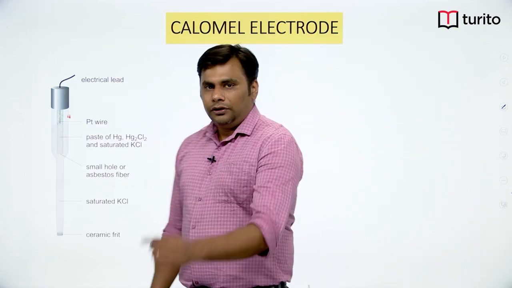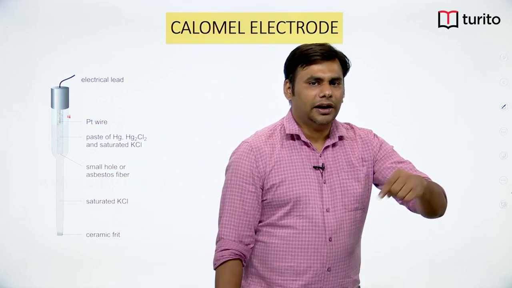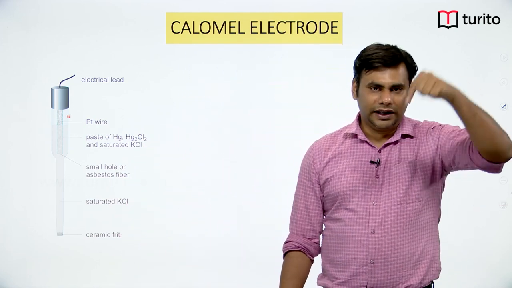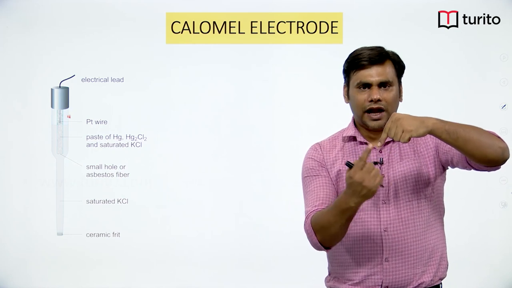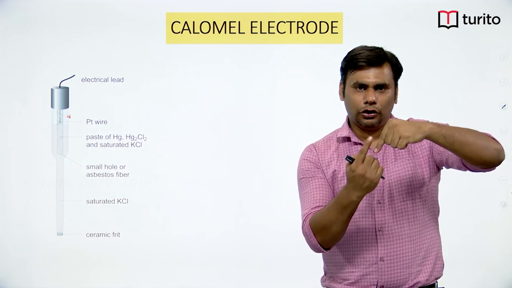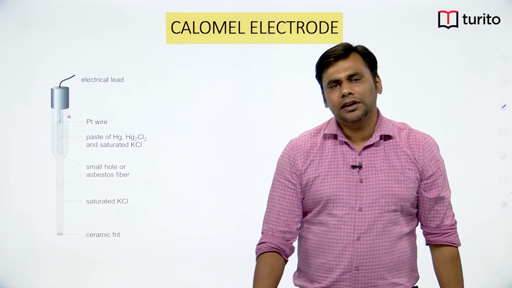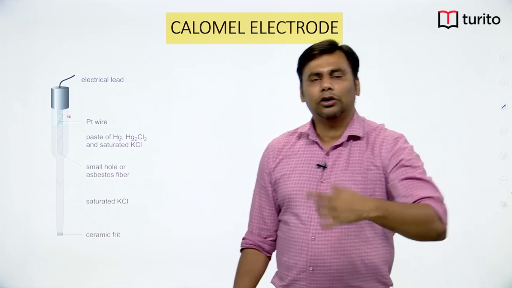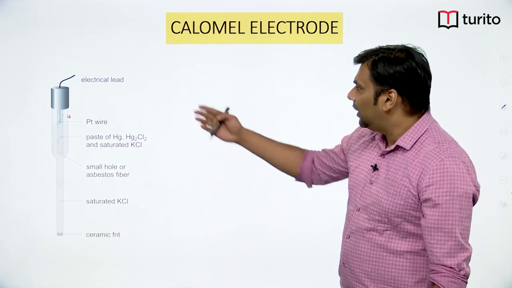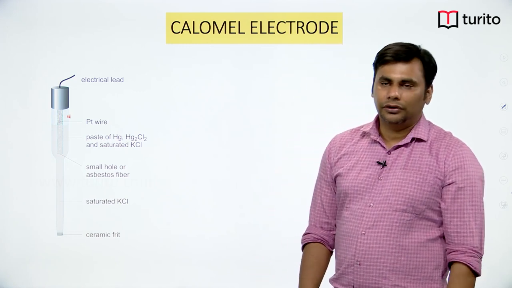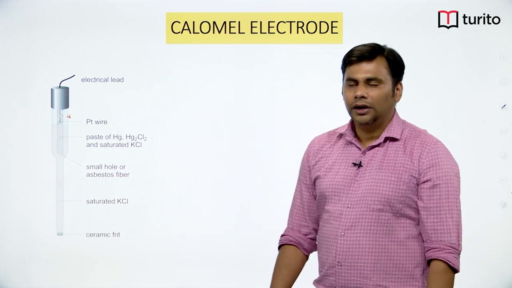Okay, so what we are saying in a metal insoluble salt, common anion electrode is that we are taking a metal, we are having a paste of the metal insoluble salt on the rod, and we are dipping it in the solution containing the common anion, that is the chloride anion. A similar electrode is the calomel electrode. Now, the calomel electrode is again a very important electrode.